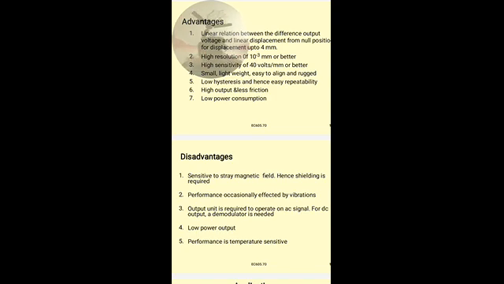The performance is occasionally affected by vibrations. The output unit is required to operate on an AC signal. For DC output, a demodulator is needed. The output voltage has low power, and the performance is temperature sensitive. The voltage we get at the output of the secondary winding also depends on the temperature.